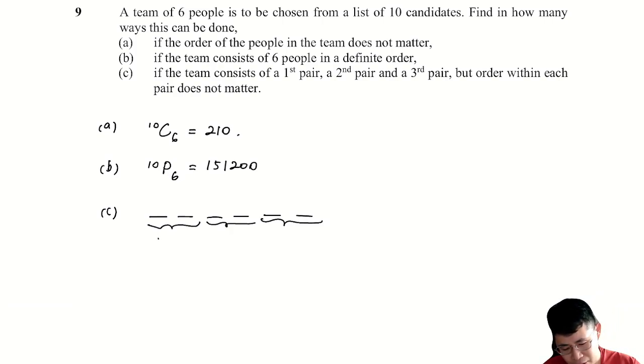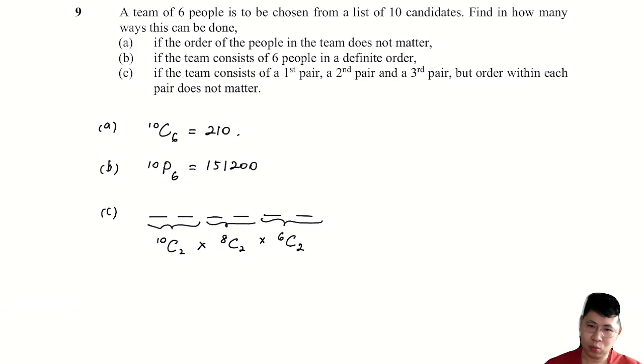So now currently we have 10 people. We are going to choose the first pair. Choose 2 people first. Then the second pair comes from the remaining 8 people. Then choose another 2. The third pair will come from the remaining 6 people. Choose another 2. So with this, we will get 18900. The order within the pair does not matter, so we don't have to play with the permutation. We just need to look for the combination. So mainly this would be the way we think about part C.